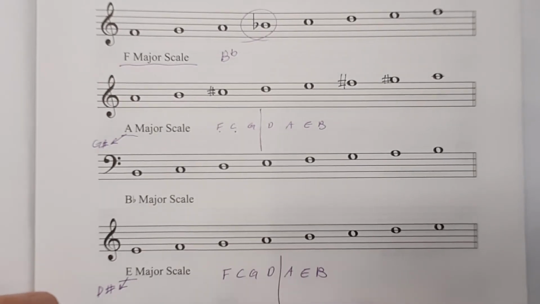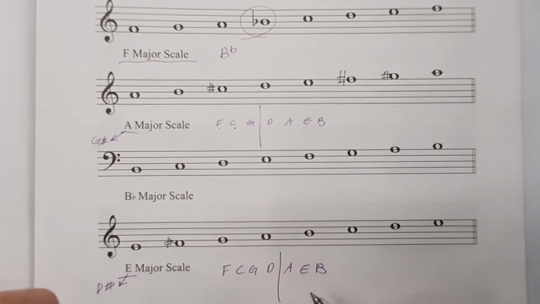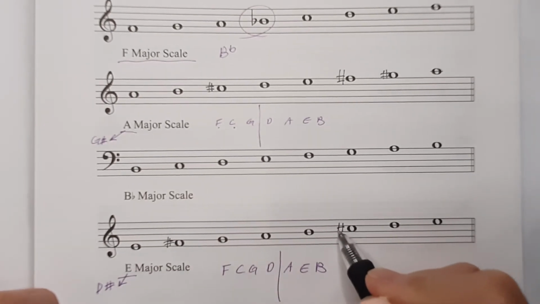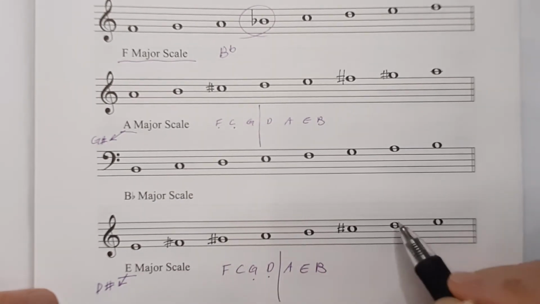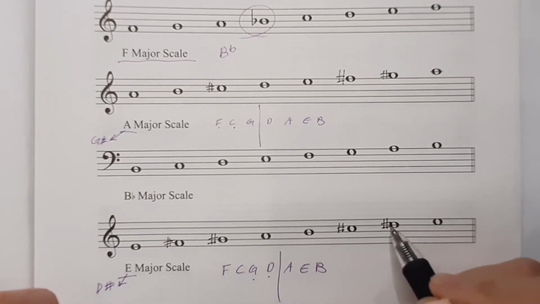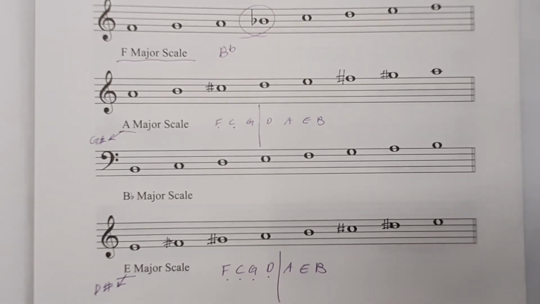Okay? So you have F, C, G, D. You want to sharp those. Here's E, F. This is F sharp. C. This is C sharp. G. This is G sharp. And D. D sharp. There are F, C, G, D sharps in the key of E major.